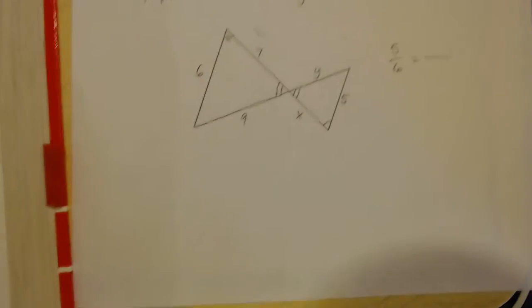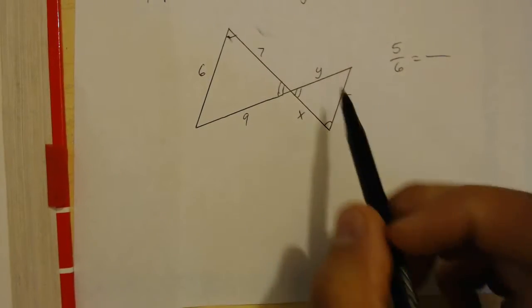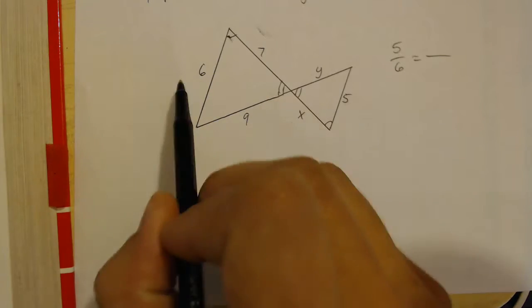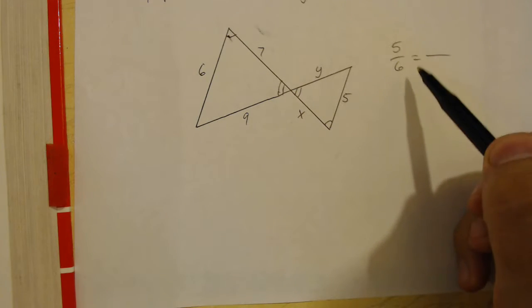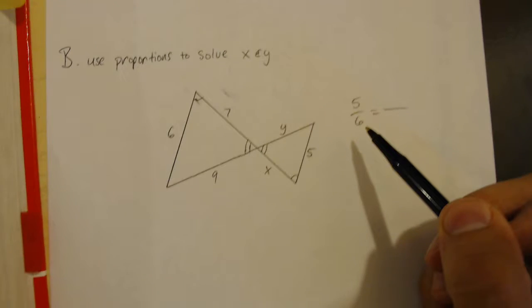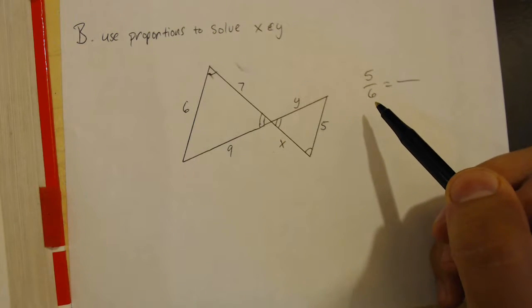What we're going to do here is set a proportion using our known sides. The only two sides we know of with whole numbers is 5 to 6. So that's our first proportion. 5 is to 6. Now we have to figure out what is in the same ratio as 5 to 6.